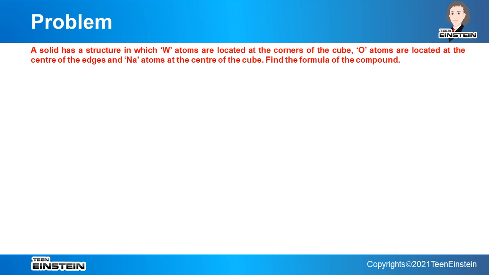We have another problem here. A solid has a structure in which W atoms are located at the corners of the cube. W means tungsten. Oxygen atoms are located at the center of the edges, and sodium atoms are present at the center of the cube. So we have to find the formula of the compound.